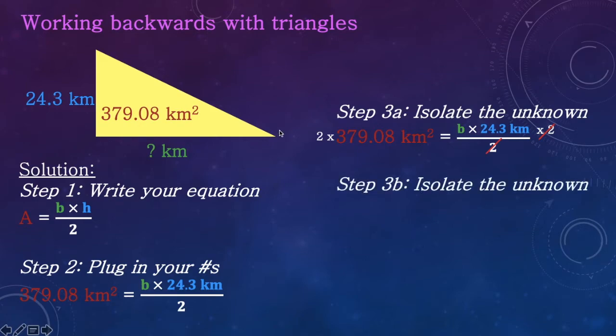All right, so step 3B, again, we need to isolate it because we haven't gotten rid of this. So this is what I'm left with when I actually multiply by 2. We get 758.16 kilometers squared. And now you see the 2 is gone. It just became a 1, and it just became B times 24.3 kilometers times 1, which gives us the same thing as 24.3. Anything multiplied by 1 gives us the same number that we had before.